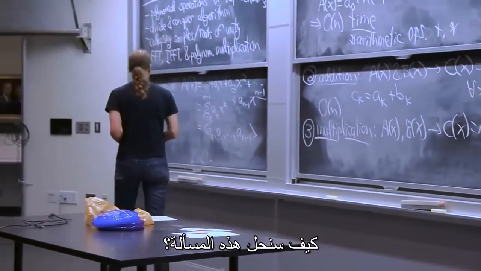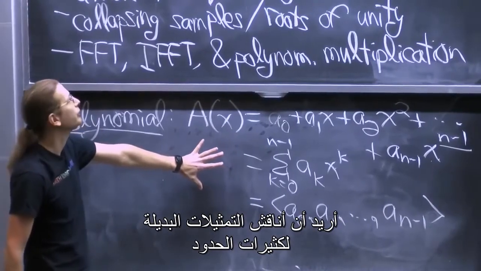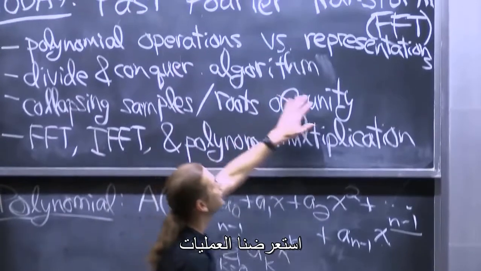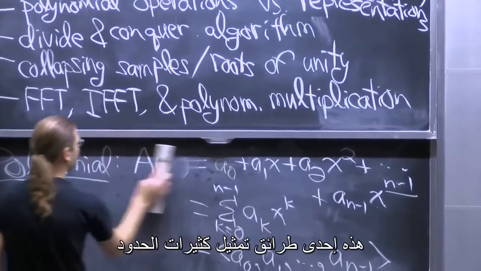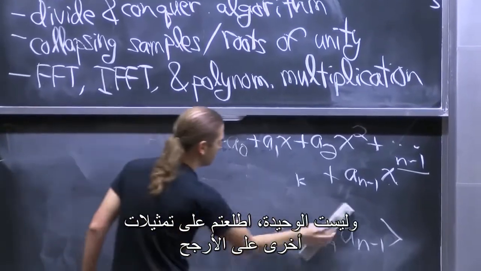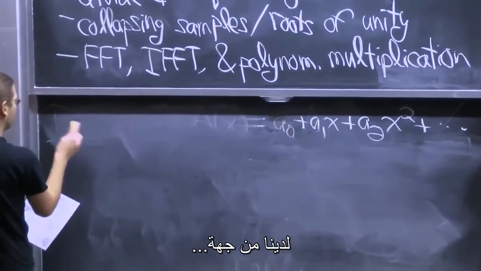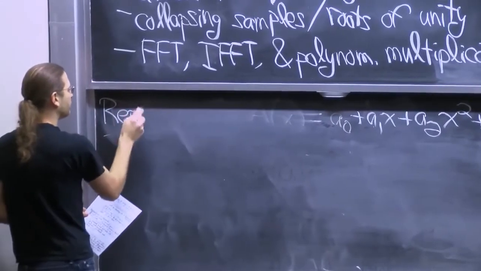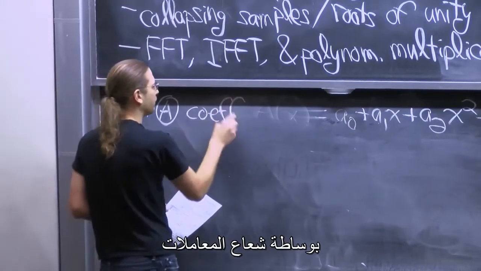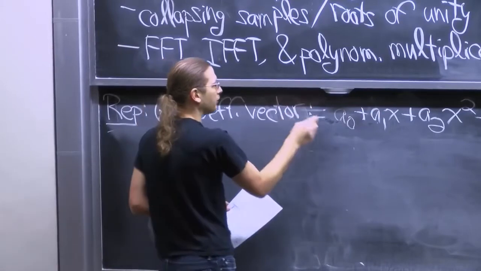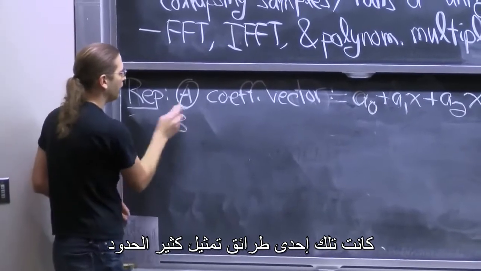So how are we going to solve this? What I'd like to do is talk about alternate representations of polynomials. That's the next thing here. We just did operations. Let's talk about different representations. So we talked about this one representation. It's one way to represent a polynomial, but it's not the only one. You probably know others. So on the one hand, we have representation A, a coefficient vector. So we can write down the a_i's. That was just one way to represent a polynomial.